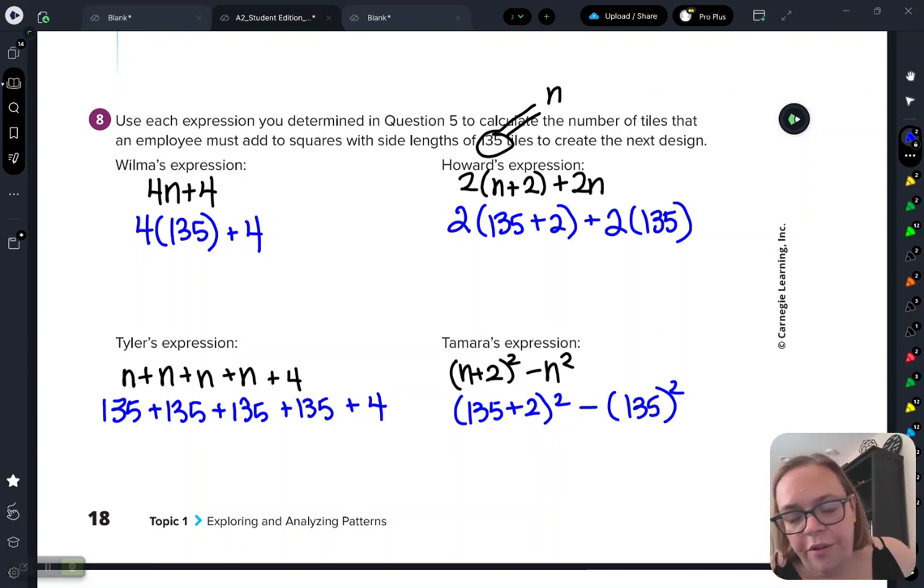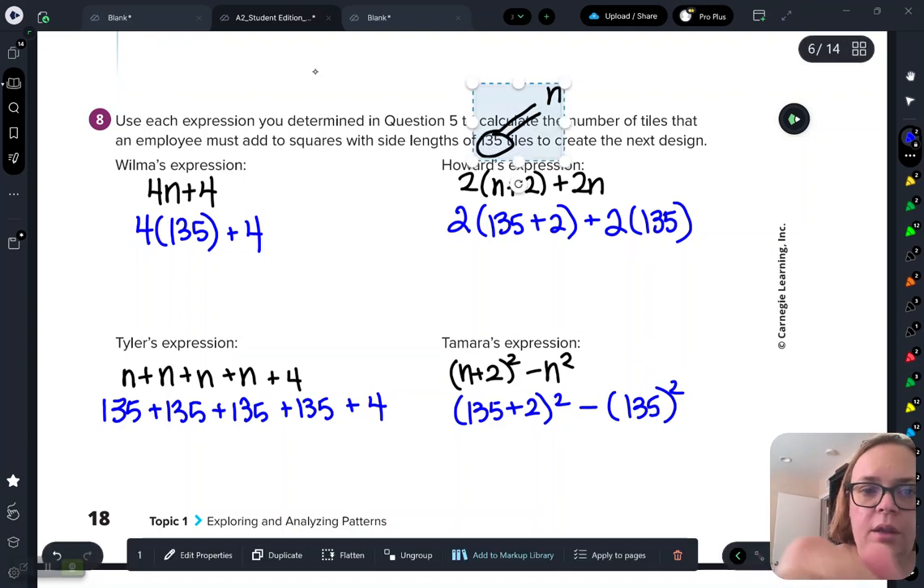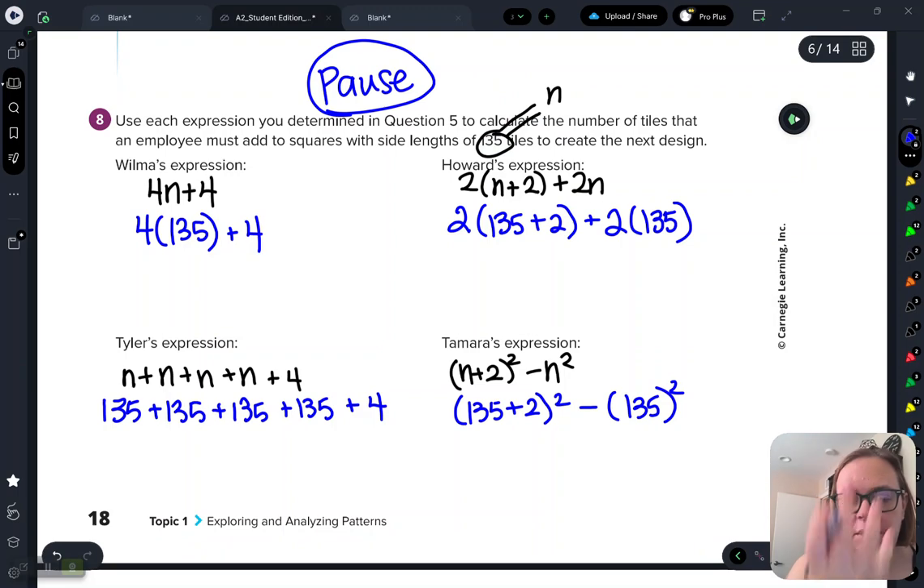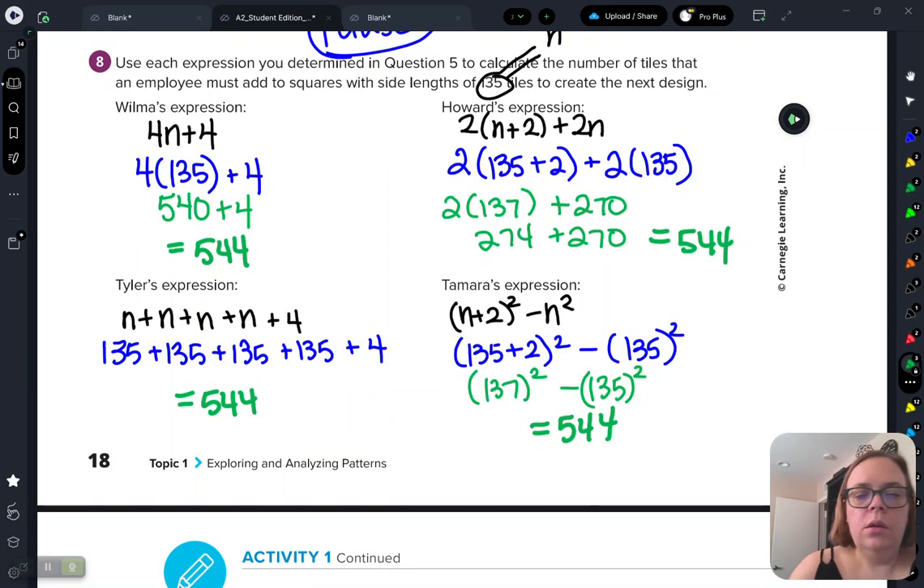Okay, so use the order of operations, use a calculator, simplify all of them, and see what you get. So go ahead and pause. Simplify all of these and see what you get. So what you should get is that they're all 544 tiles. That shows us that all of these methods, even though they're a little different, all are equivalent to each other. And we can use algebraic methods to show that they're equivalent to each other, such as distribution, squaring, combining like terms. Eventually, they'll all become the same thing.